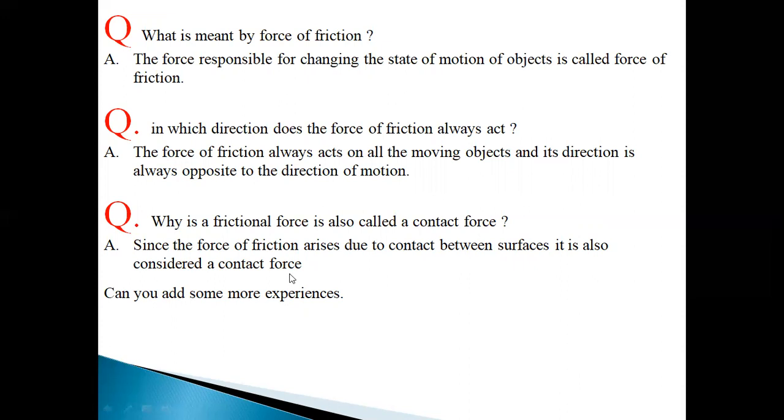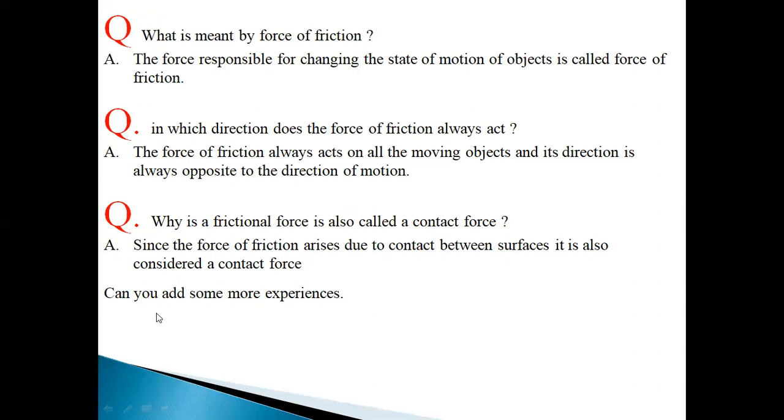So like that, we come across many instances, situations, examples in our day-to-day life. Today we have discussed only two things. In types of forces, in the beginning I told you contact and non-contact, but today I took only contact forces. In contact forces, we discussed muscular force and some instances, and then friction force.